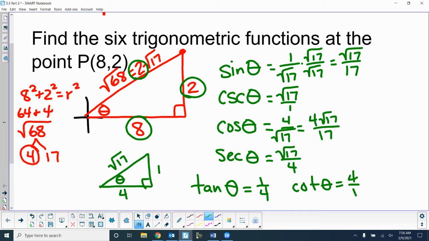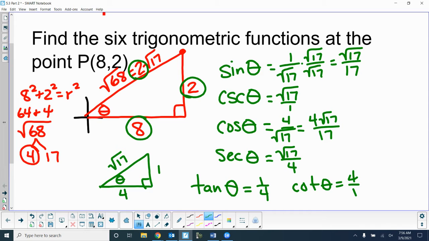Number 6, our hypotenuse is the square root of 13. Sine is negative 3 times the square root of 13 over 13. Cosecant is negative the square root of 13 over 3. Cosine is negative 2 times the square root of 13 over 13. Secant is negative the square root of 13 over 2. Tangent is 3/2. Cotangent is 2/3. Since they're both negative, it becomes positive for those.